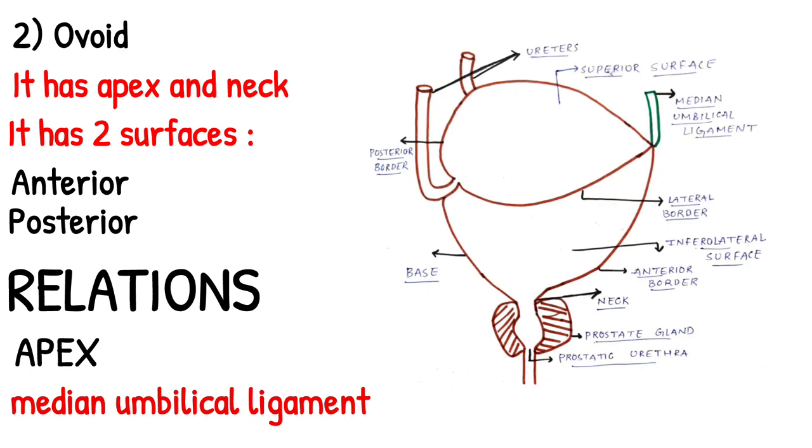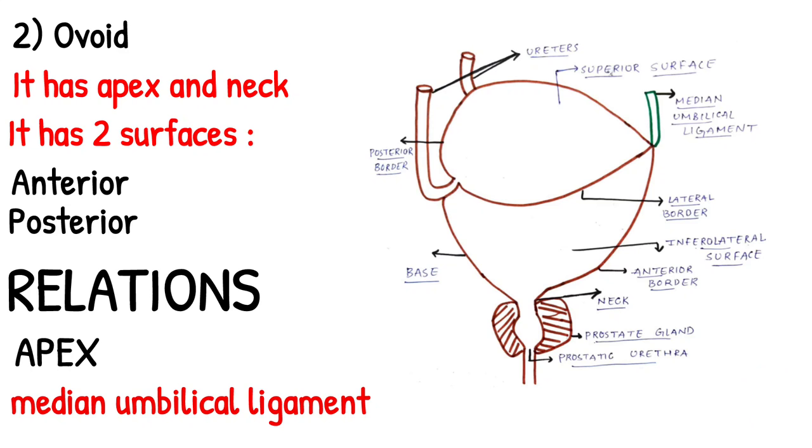Now coming to the ovoid shaped urinary bladder. The ovoid shaped urinary bladder doesn't have any borders because it is completely filled with urine. So it has an apex and a neck, and it has two surfaces: the anterior surface, which is directed forwards, and the posterior surface, which is directed backwards. Okay. Now coming to the relations. Before that, you can see in the diagram that the superior surface is directed upwards towards the abdominal cavity and the base is directed backwards. You can see all the features very clearly in the diagram.